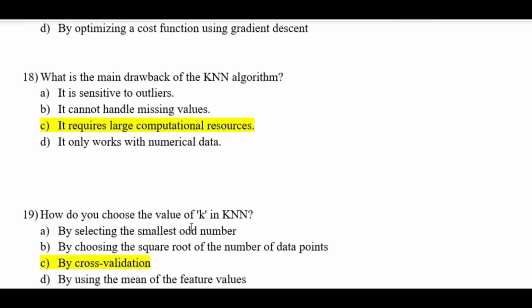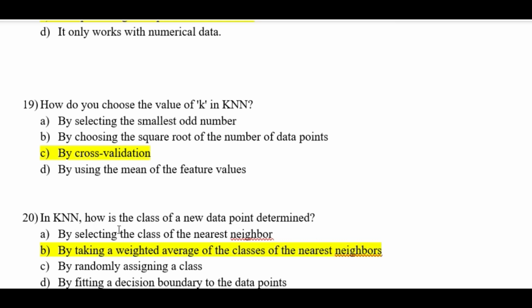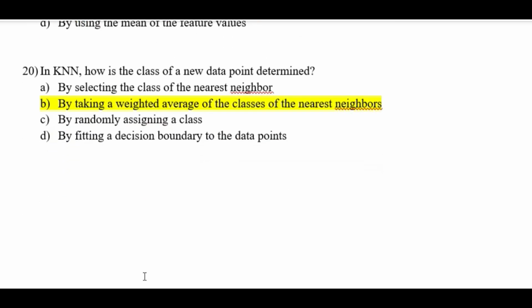How do you choose the value of K in KNN? By cross validation. In KNN, how is the class of a new data point determined? By taking a weighted average of the classes of the nearest neighbors.